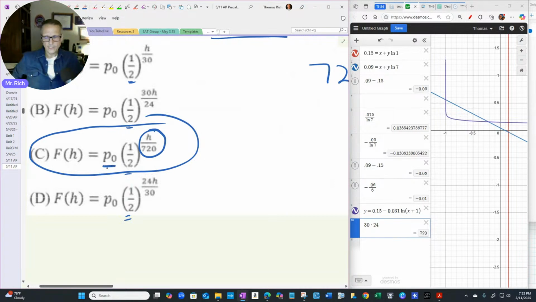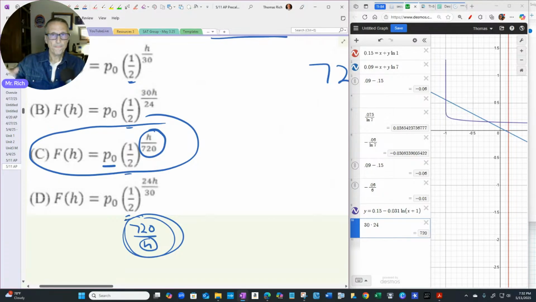Now, what they do on the SAT, because they put problems like this on the SAT, typically is make another answer choice with 720 over h in the exponent, and try to get you to go for that by saying, oh yeah, when h is 720, that'll make the exponent 1. But that's not going to work, because when you go to values of h greater than 720, you're actually making the exponent reduce. So you don't want that. It's got to be h over 720.